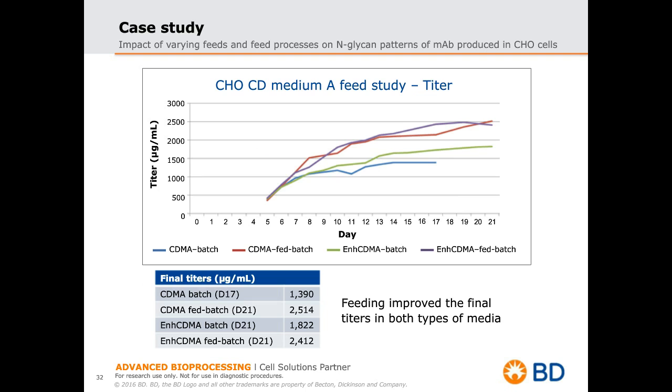The protein titer data for the 4 different cell culture conditions are shown for the bioreactor experiment. The table shows the final titers obtained in micrograms per mil at the point of cell harvest. It is clear for both the enhanced and non-enhanced media conditions that feeding improves the protein titers.